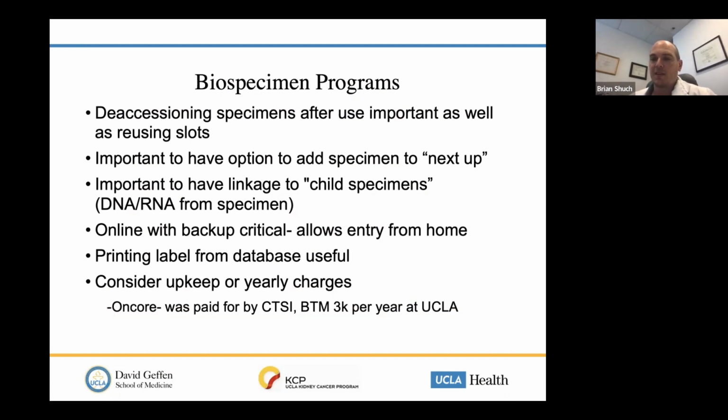The child specimens, I think, are useful because you want to know where each sample's DNA and RNA is. The online backup, I think, is critical, and one that's online allows you to have a student who might be virtual, or someone who has COVID who can't come into the office, add specimens. And the label printing, again, is useful. But always worry about upkeep. Right now, I have to pay $3,000 a year for our system here. And I guess the invasion of Ukraine somehow increased the price this year, which I don't know how, but I can blame Putin for a $500 increase.